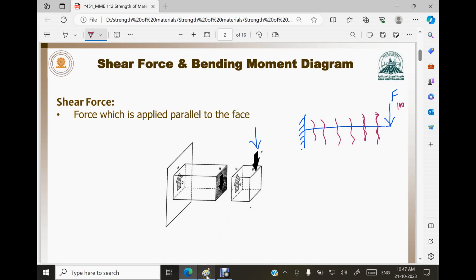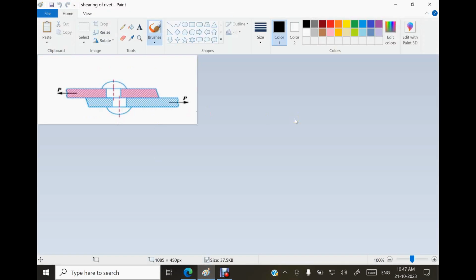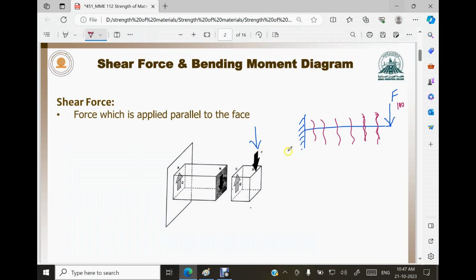I'll just show you one picture of the rivet. Just see here, you have this rivet. Now you see a force is applied on this point and the force is applied at this point. So what is happening now? At this point, the rivet is shearing off, is it not? It is a single shear, of course. You can have multiple shears also.